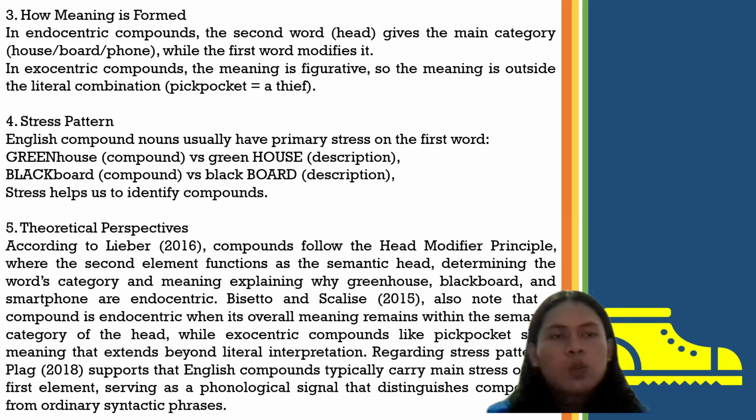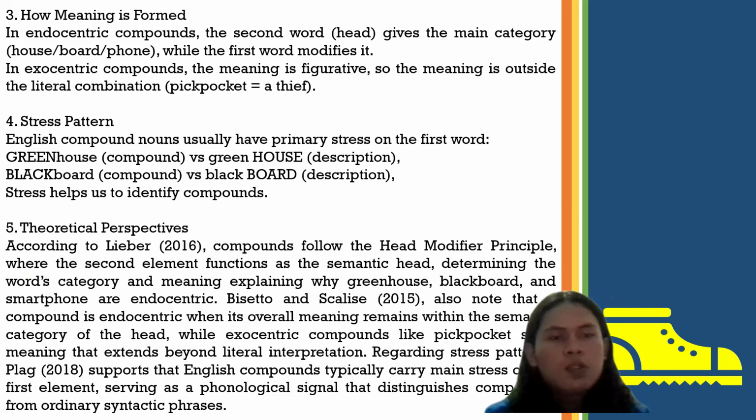The next is stress pattern. English compound nouns usually have primary stress on the first word, like GREENhouse is a compound versus green HOUSE is a description. BLACKboard is a compound versus black BOARD is a description. Stress helps us to identify compounds.